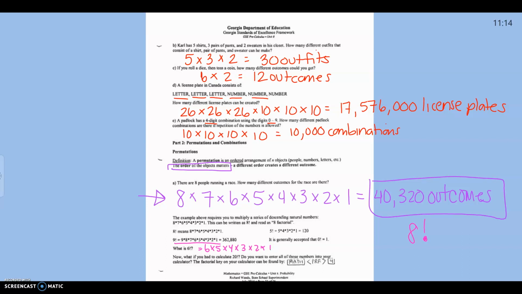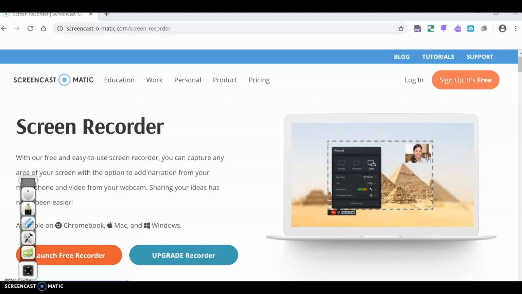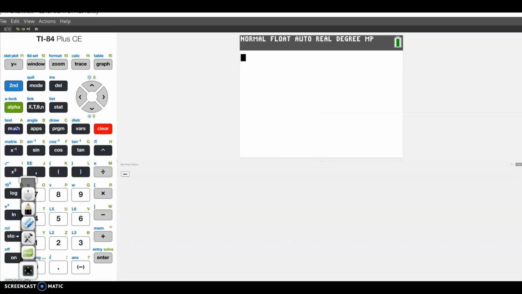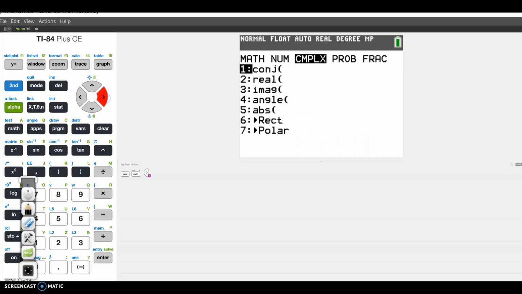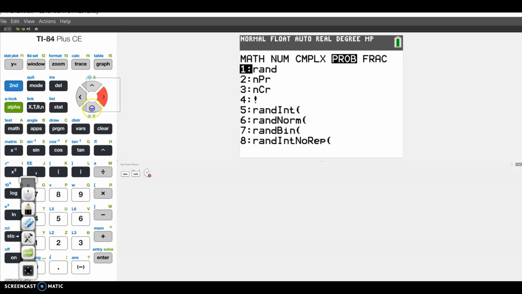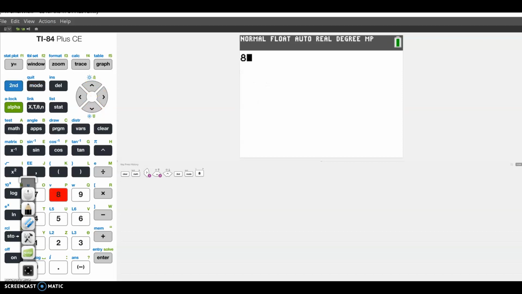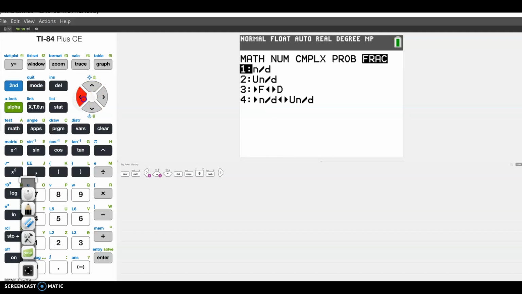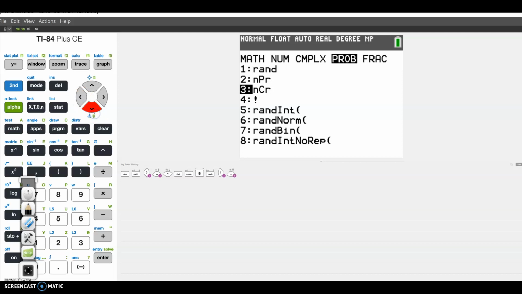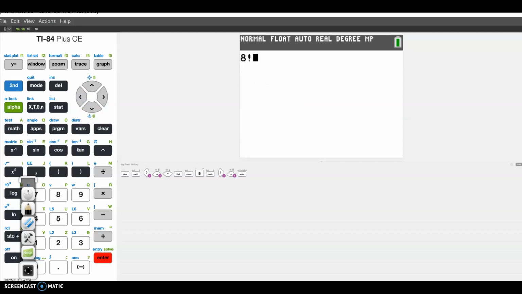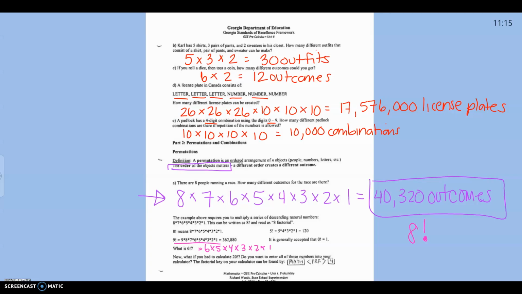So if I wanted 14 factorial, I don't want to have to write out 14 times 13 times 12 times 11. So you can also use your calculator, where you press the math button and then go all the way over to probability, and look, it's option 4 down there. So if I want 8 factorial like we did, I would type 8 and then math, arrow to probability, option 4, and check this out. 8 factorial is 40,320, and I did not have to type in 8 times 7 times 6 times 5 times 4 times 3 times 2 times 1. So super helpful there.